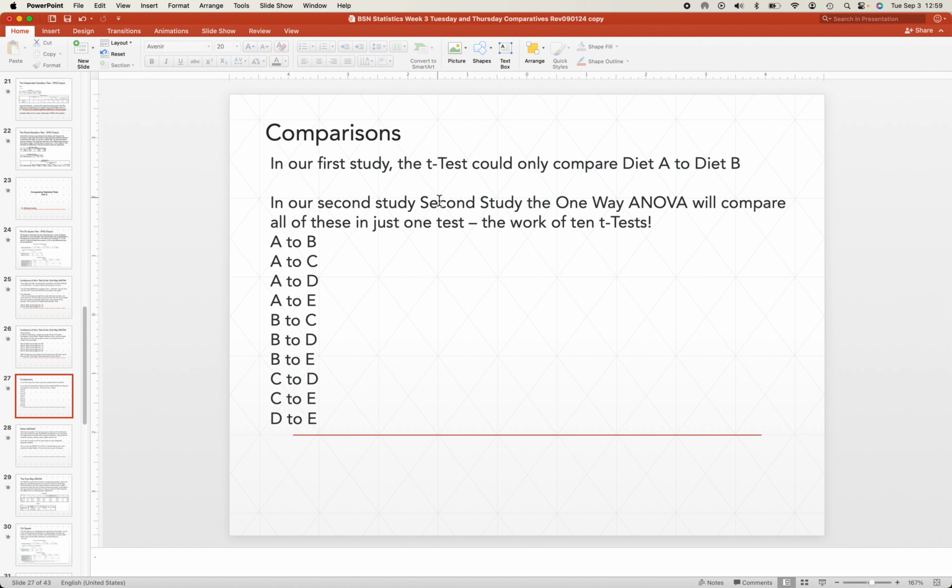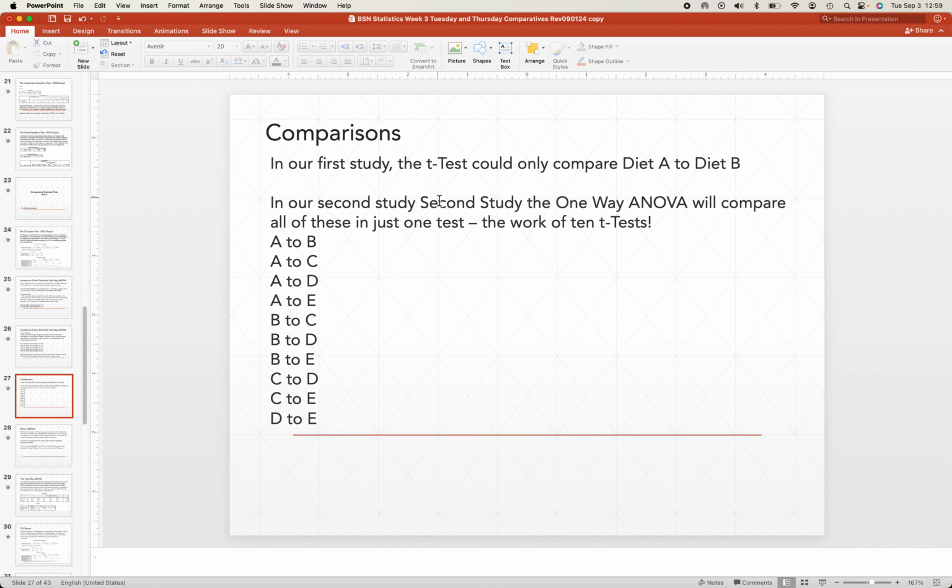This is the difference between a t-test and an ANOVA. In our first study, we had participants in a weight loss study, and they only had one of 2 diets. They had the keto diet or the regular diet, and that's all the t-test was doing. It was comparing diet A to diet B. Again, if it helps, the t-test cannot multitask. It can only do that one thing, make that one comparison.